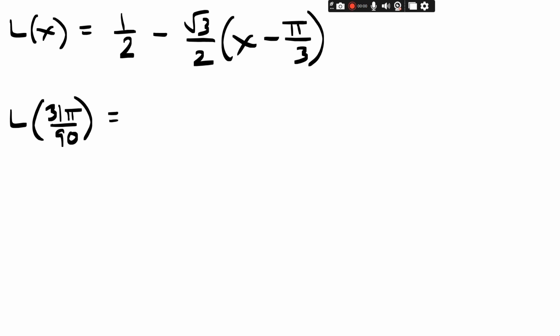So I need the exact answer first, and then once you get to the exact answer, then give me the approximation. So this one doesn't matter because you're not taking a trig function. Right? There's no trig function to be taken. So let me plug it in. So that's a 1/2, it's a root 3 over 2, and this guy's going to be 31 pi over 90 minus.